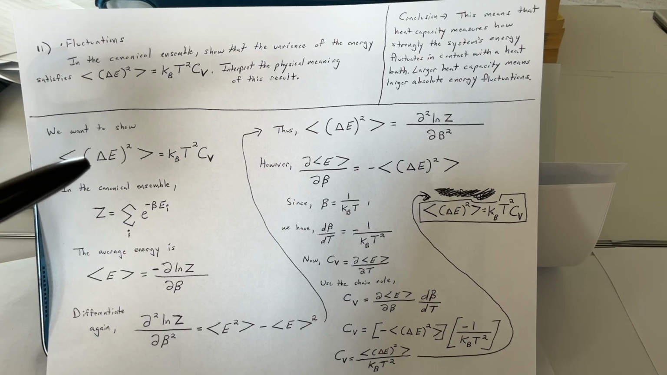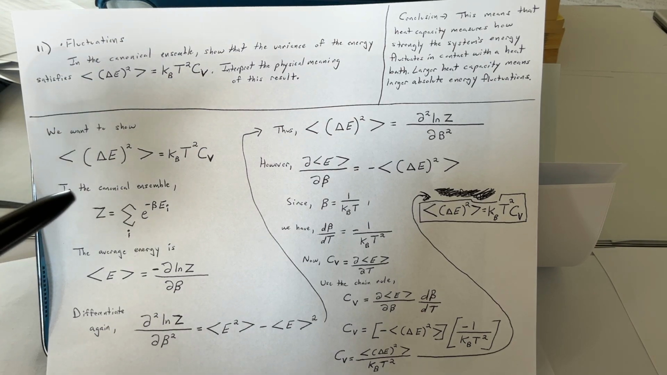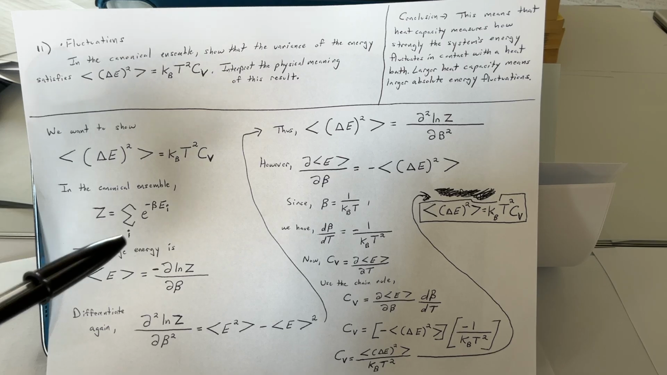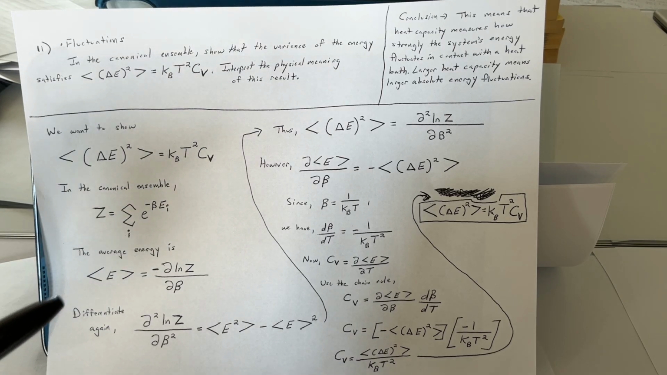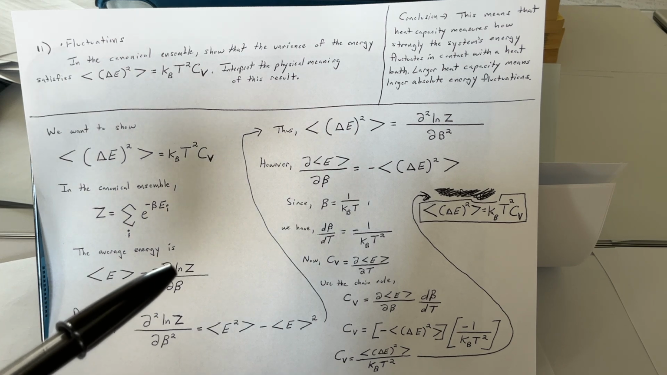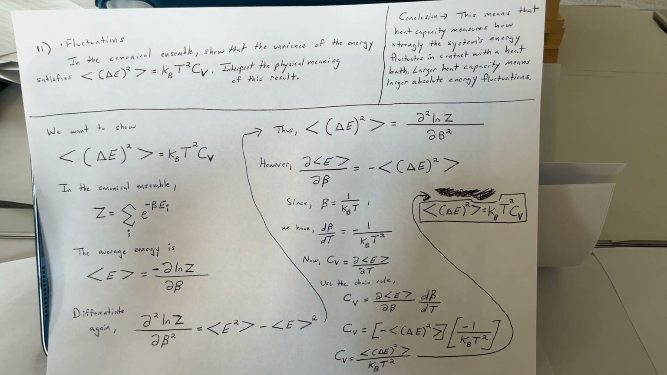So we want to show this equals this. In the canonical ensemble, Z is this summation. And the average energy is going to be this derivative, right? What we're going to do is differentiate again, and we get the second partial derivative with respect to beta of ln Z.